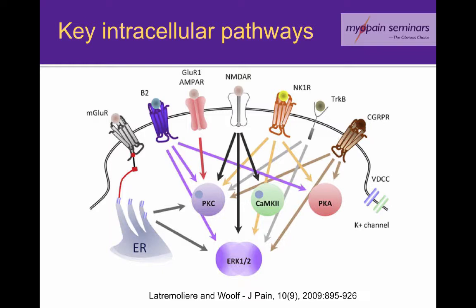And the glutamate metabotropic receptors, via release of calcium from microsomal stores, also activate the protein kinase C and extracellular signal-regulated kinases, indicated by the gray arrows. So it should be clear that most of the triggers of central sensitization, through activation of the NMDA receptor, the mGluR receptor, TRKB receptor, the NK1, CGRP, or B2, converge to activate extracellular signal-related kinases, ERK.